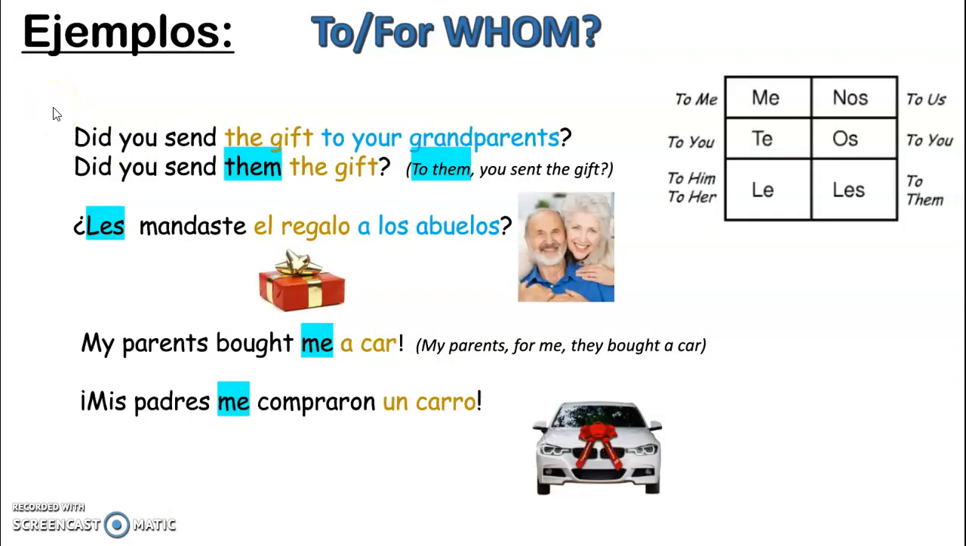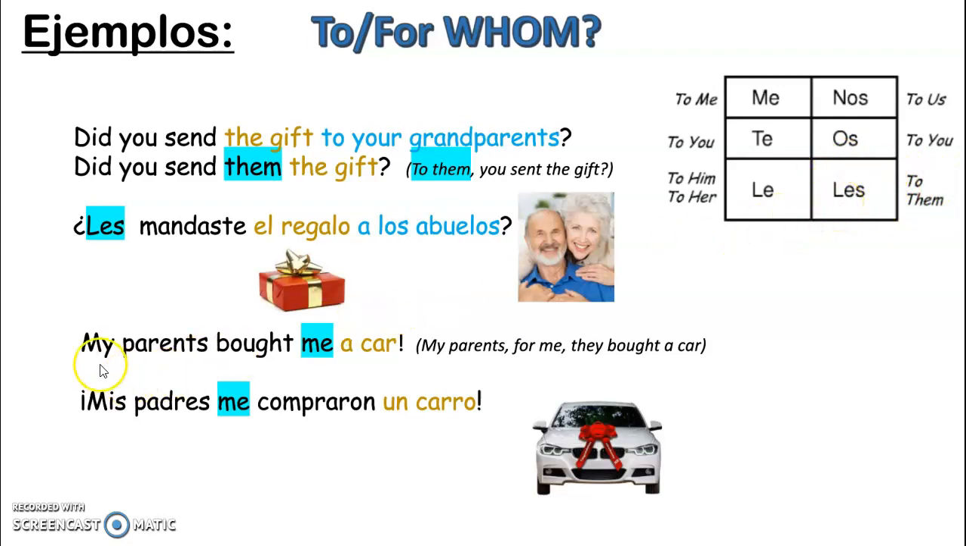Another ejemplo. Did you send the gift to your grandparents? Who is receiving the what? The grandparents are receiving the gift. In English, we say them. Did you send them the gift? But in Spanish, we say to them, you sent the gift. ¿Les mandaste el regalo a los abuelos? Or you could say a tus abuelos. Either way, it's les for to them. They are the one receiving the regalo.